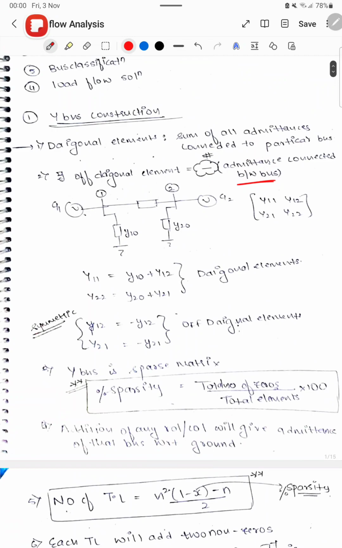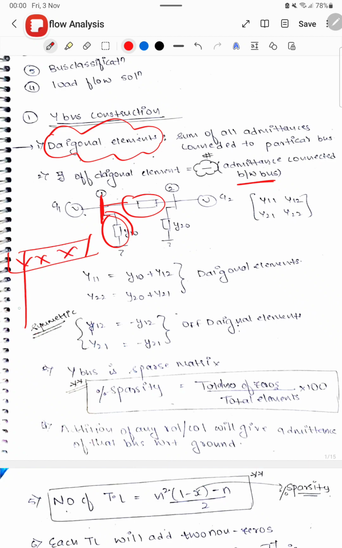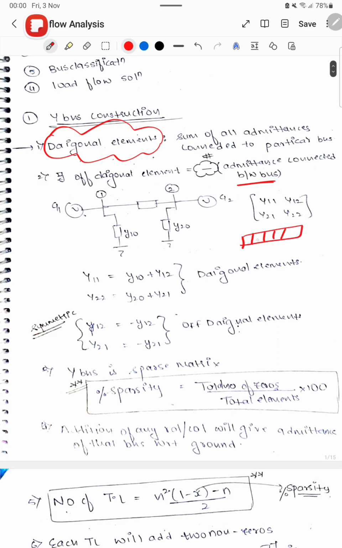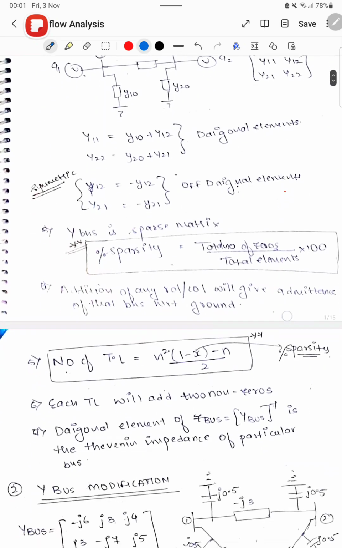Fine. So let us reiterate on the first rule, diagonal element. Diagonal element meaning all the elements connected to that particular bus. But if you add all the elements of a row or all the column elements, in that case we'll get the admittance which is connected to ground. So there is a difference between the diagonal element and the addition of admittances of a particular row or column. A row or column sum will give admittances connected to ground, and the diagonal element will give the sum of all the admittances connected to that particular bus.